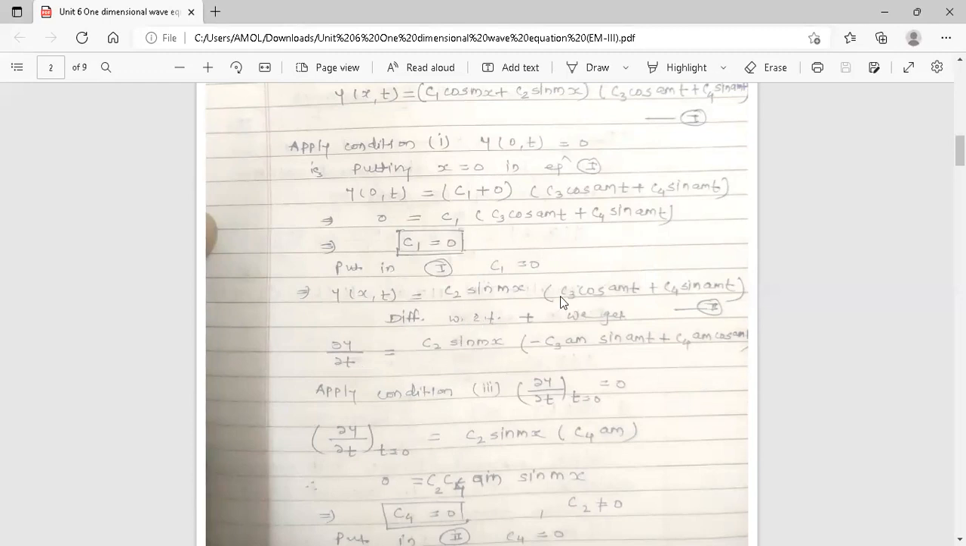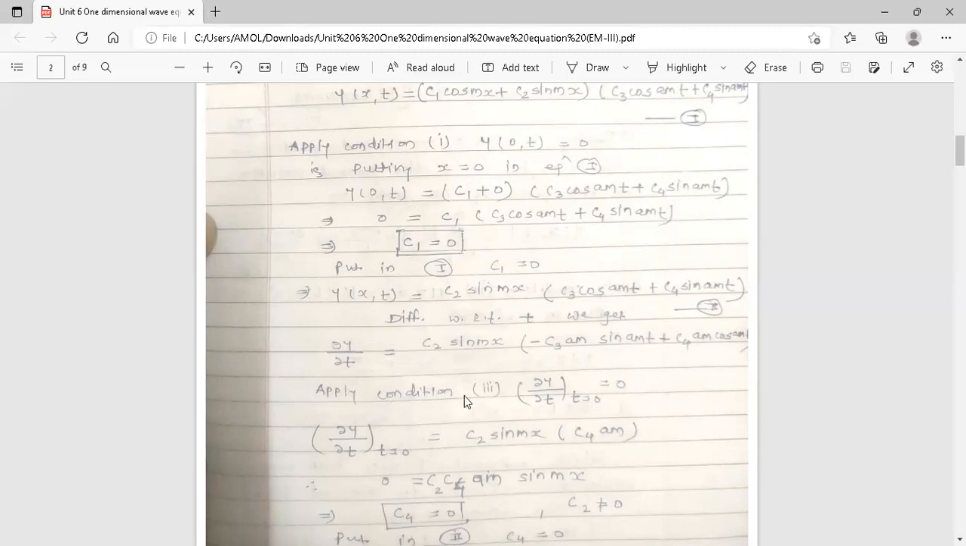Now you differentiate the bracket term C3 cos amt. The derivative of cos function is minus sin amt into am, C3 as it is. So minus C3 am into sin amt plus derivative of sin amt, which is cos amt into am, C4 as it is. So C4 into am into cos amt. Bracket complete. So this is the derivative of y with respect to t.